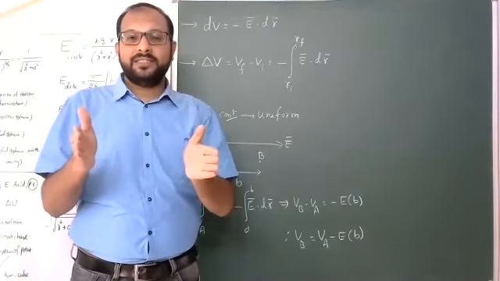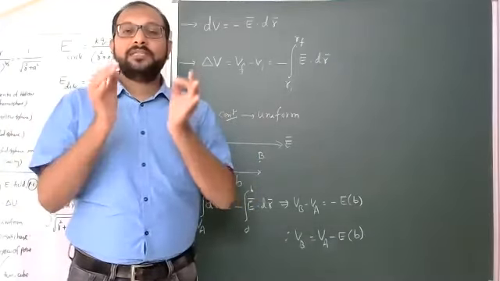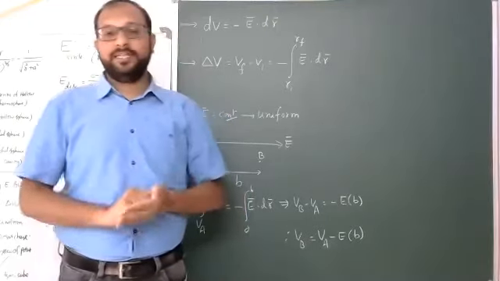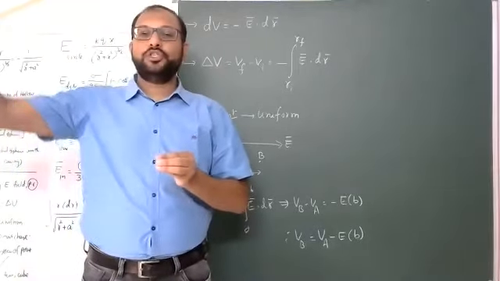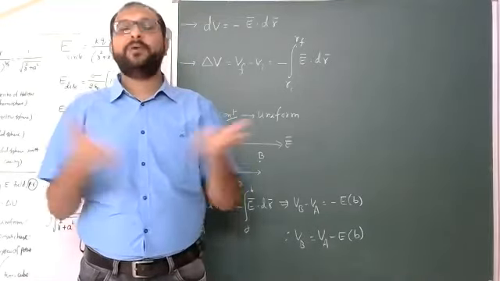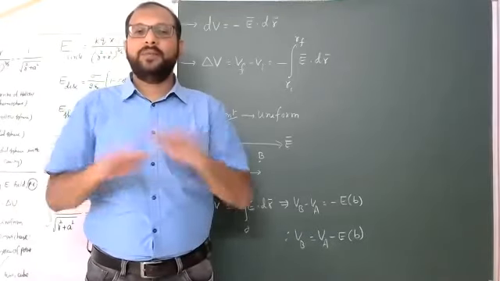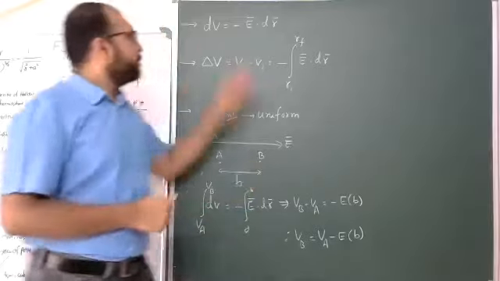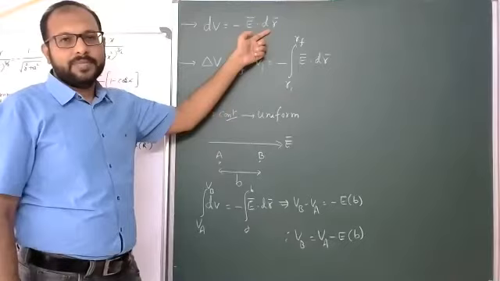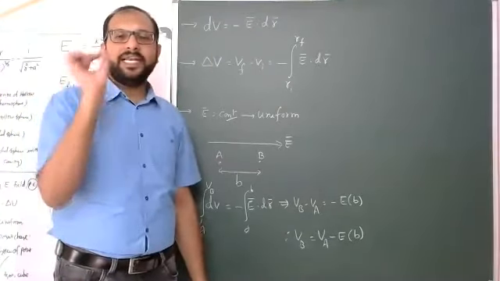potential difference. Absolute potential is not defined, so only potential difference we can define. But in that potential difference, if the potential at one point is supposed to be 0, then automatically the potential difference is known as the potential. That's why absolute potential can't be defined. So the potential difference equals minus E bar dot dr bar, and this is for a small separation dr bar.